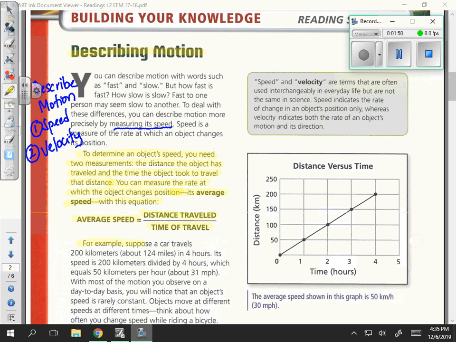For example, suppose a car travels 200 kilometers, about 124 miles, in 4 hours. Its speed is 200 kilometers divided by 4 hours, which equals 50 kilometers per hour, about 31 miles per hour. With most of the motion you observe on a day-to-day basis, you will notice that an object's speed is rarely constant. Objects move at different speeds at different times. Think about how often you change speed when riding a bicycle.